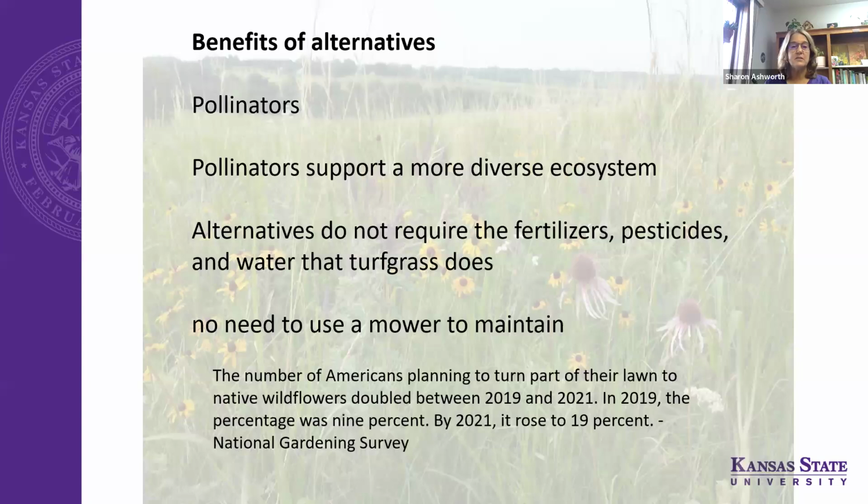So the benefits of these alternative ground covers is supporting the pollinators. Pollinators support a more diverse ecosystem. These alternatives do not require the fertilizer, pesticides, and water that turf grass requires, and you don't need to use a mower to maintain them. And a study that I came across recently, by the National Gardening Survey, has shown that the number of Americans planning to turn part of their lawn into native wildflowers doubled between 2019 and 2021. So this is kind of an exciting development. More and more people are interested in doing this. So this is one option. You've got your pollinator garden as an option, but you also have these alternative ground covers.